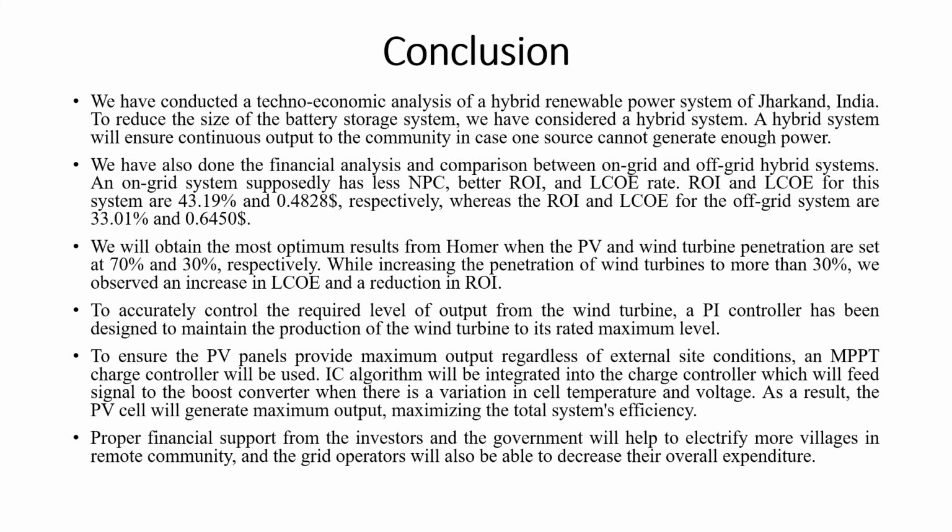We considered a hybrid energy system because a single renewable energy system might result in capacity shortage or produce more power than the actual demand. By choosing the renewable power system on a hybrid basis, we also reduce the size of the battery storage system. We made a comparison between the on-grid and off-grid hybrid systems, and as you can see, the on-grid system gives better financial feasibility than the off-grid system. We got the most optimum results from the HOMER Pro software when the penetration of the wind turbine was set at 30% and the penetration of the PV cell at 70%.